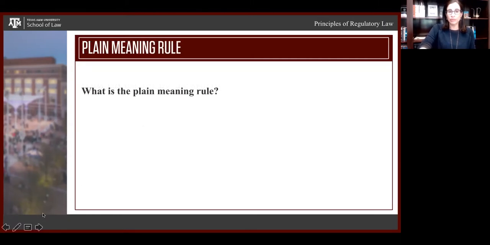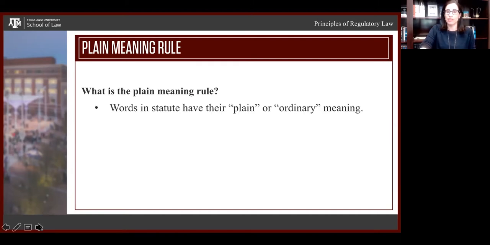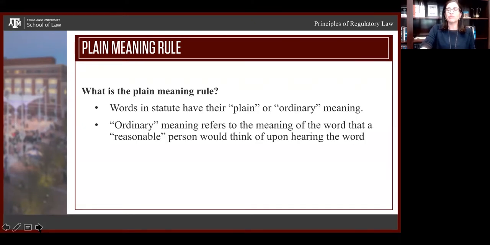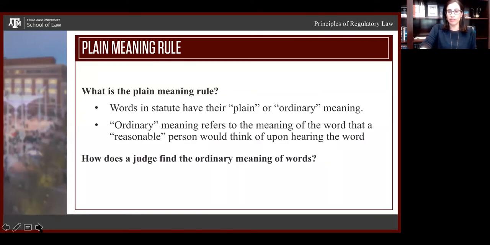The plain meaning rule is the foundation of statutory interpretation, and that says that words in a statute generally have their plain or ordinary meaning. Ordinary meaning refers to the meaning of a word that a reasonable person would think upon hearing the word. And how does a judge find that ordinary meaning? It can be based on the judge's own understanding or through dictionaries.